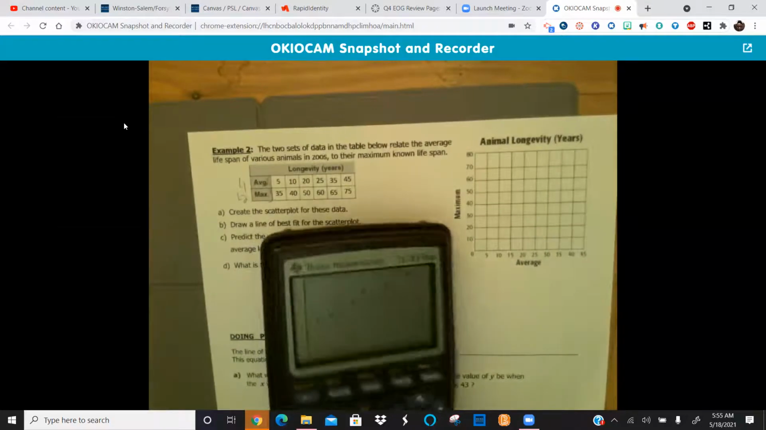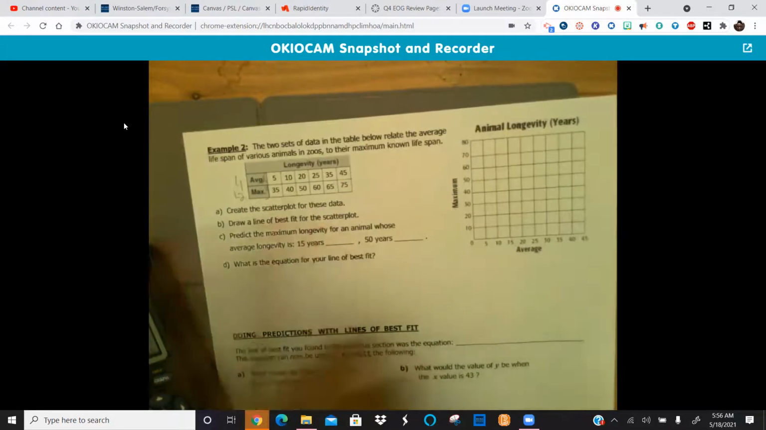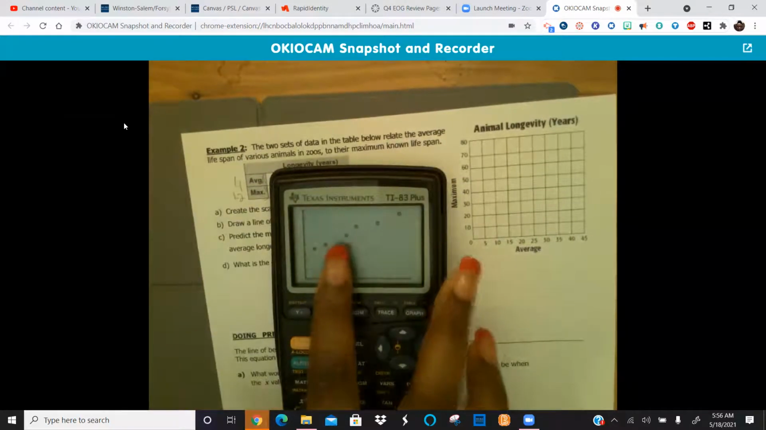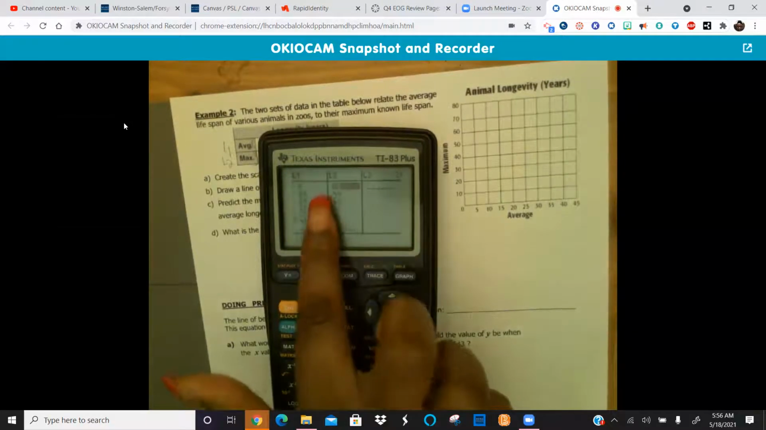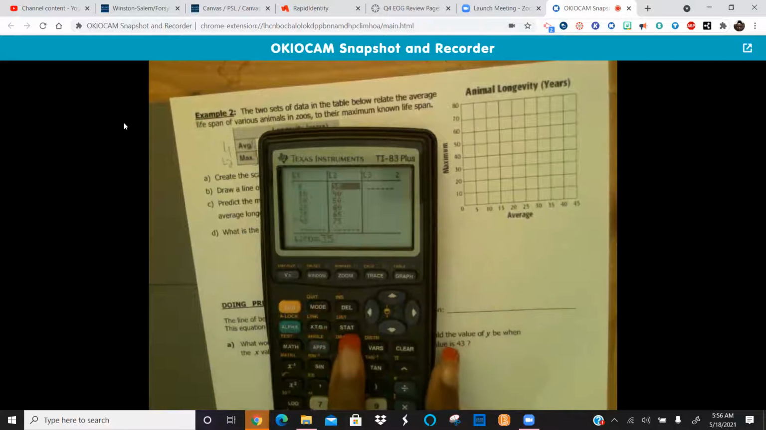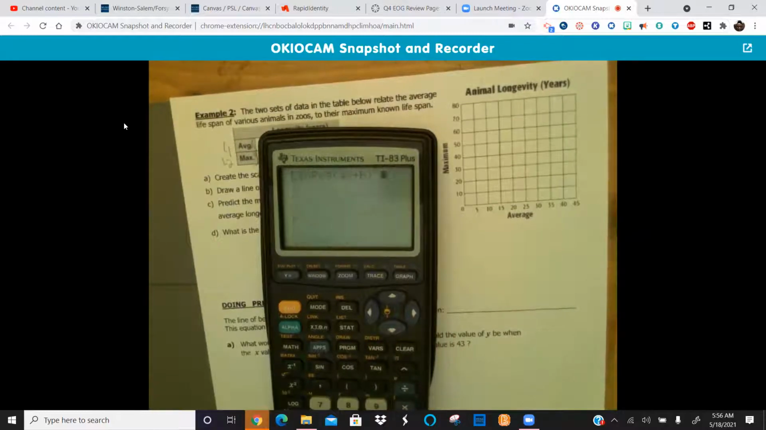All right, so now we're going to draw a line of best fit. We're going to draw a line of best fit in the calculator. So look, this is what we have. We go back to stat. Our points are already there. We're going to go over to calculate. Go down to LinReg. Watch this process again, okay? Because I want my line to show up on my graph.